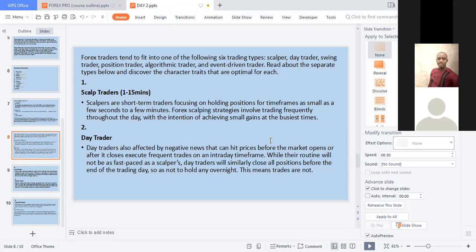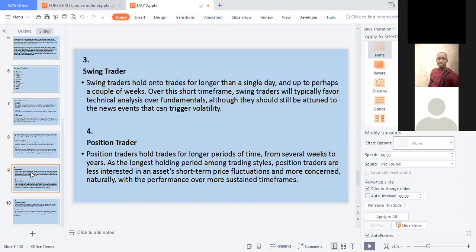You know, whenever you hold your trades to the next day, there's something called swap fee. Swap fee is a fee the broker will charge you when your trade rolls over to the next day. Let's proceed. Swing traders are traders that like to hold positions for a very long time.